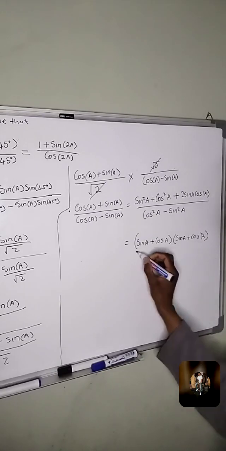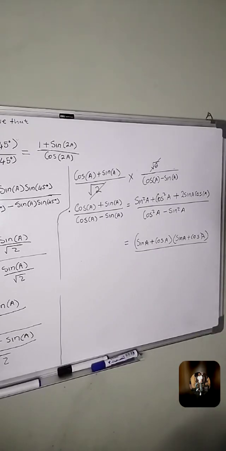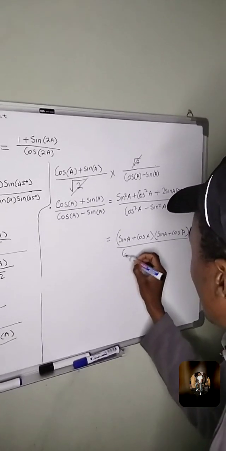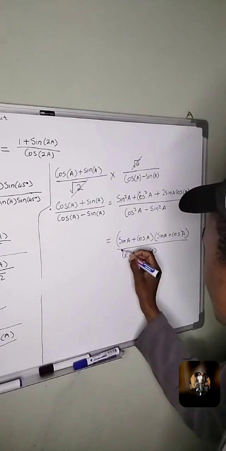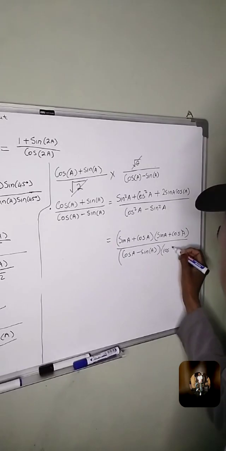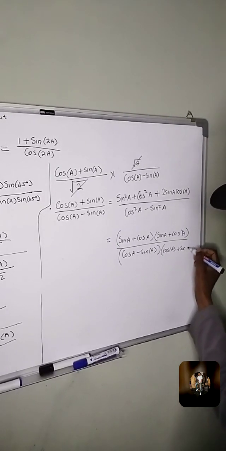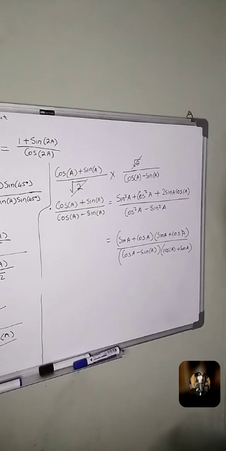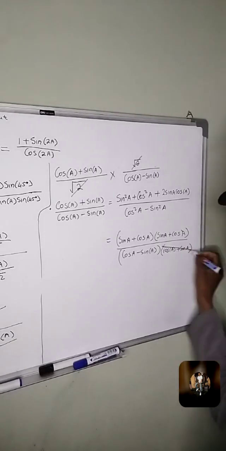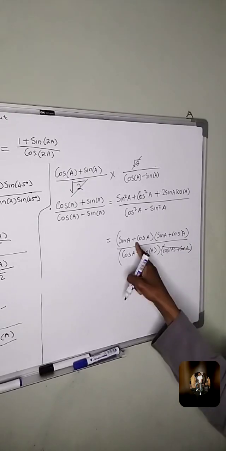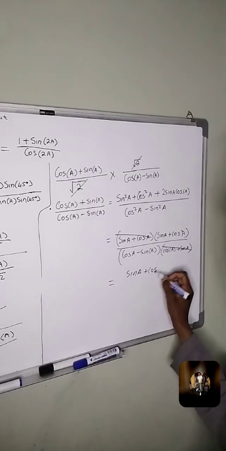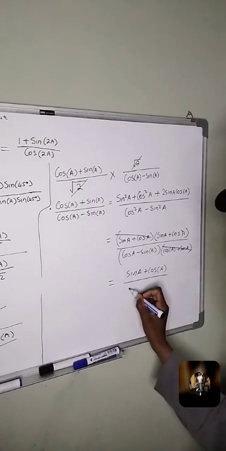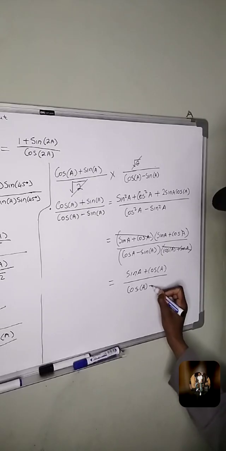In your denominator is the difference of two squares: cos A minus sine A, cos A plus sine A. And you are done. This will cancel that one over there. Then you're going to have sine A plus cos A all divided by cos A minus sine A.